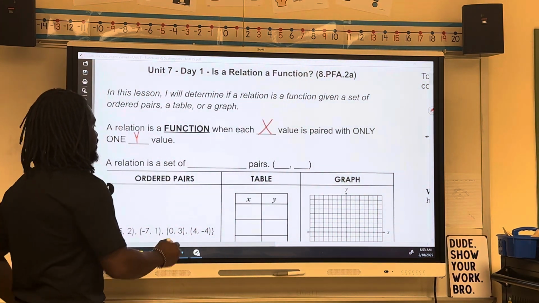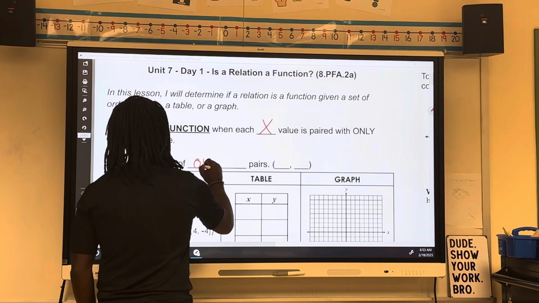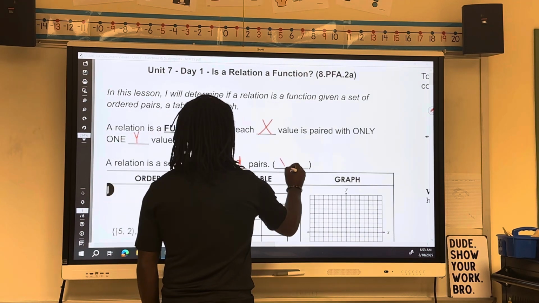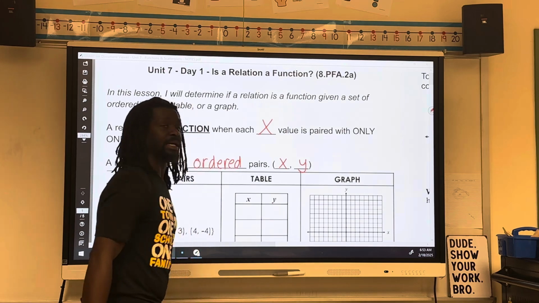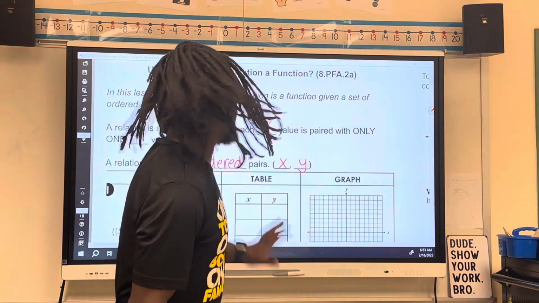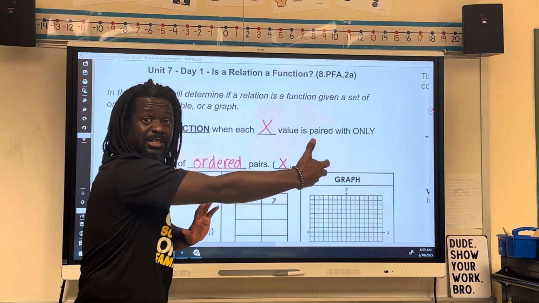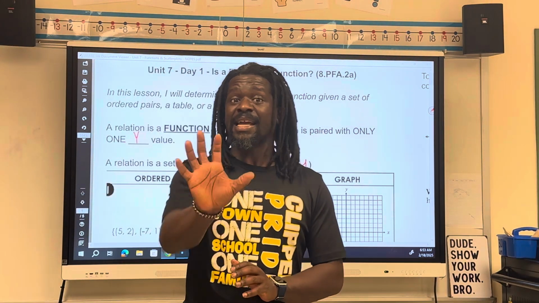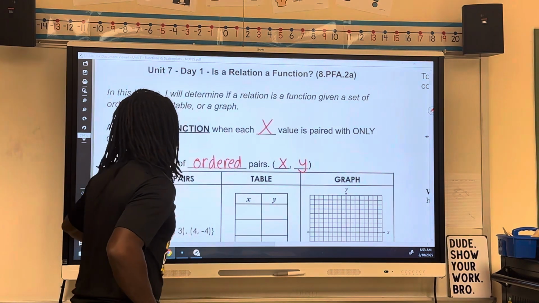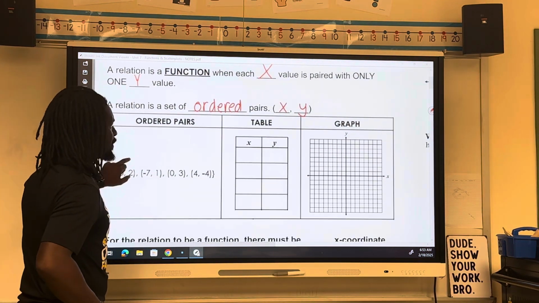And so a relation is a set of ordered pairs, okay? And oftentimes we think about these as X and Y, okay? Or we also can refer to them as being some input and getting some output, okay? So the X is what you put in, the Y is what you get out, all right? And so that is how we can think about a function.